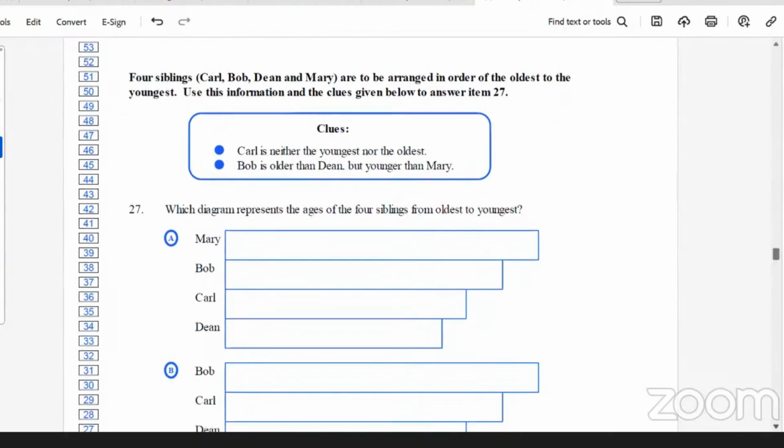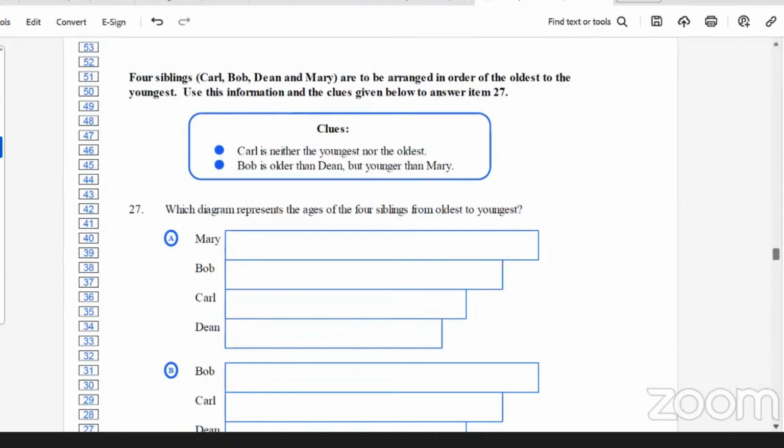All right, so 4 siblings. This is for question 27. 4 siblings, Carl, Bob, Dean, and Mary, are to be arranged in order of the oldest to the youngest. Use the information and the clues given below to answer item 27. So here are the clues, right? Remember what we're trying to do.